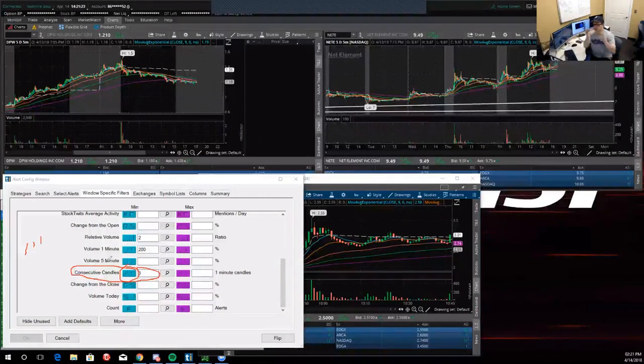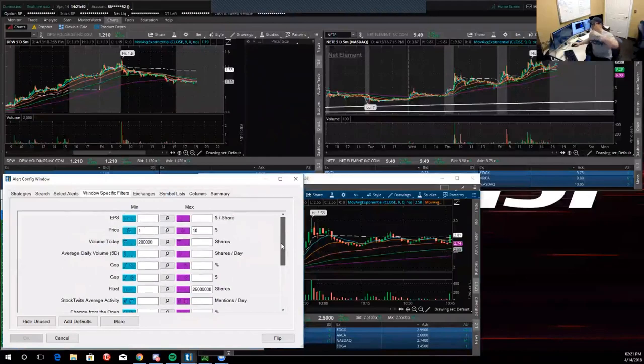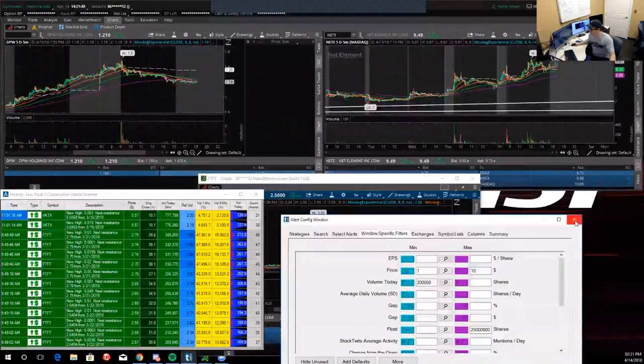So if the stock has had 3 consecutive candles, it's had a 1 minute volume spike of 200, its relative volume is 2, and it has a float below 25 million, the volume today is over 200,000, and it's priced between 1 and 10, then in fact, we will be alerted of it on the scanner. So let's get out of here.